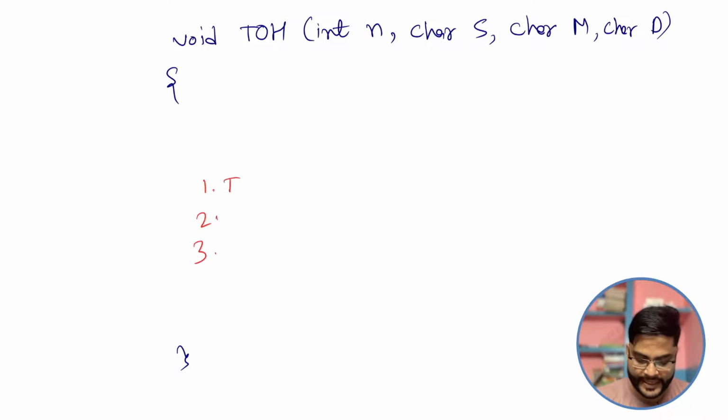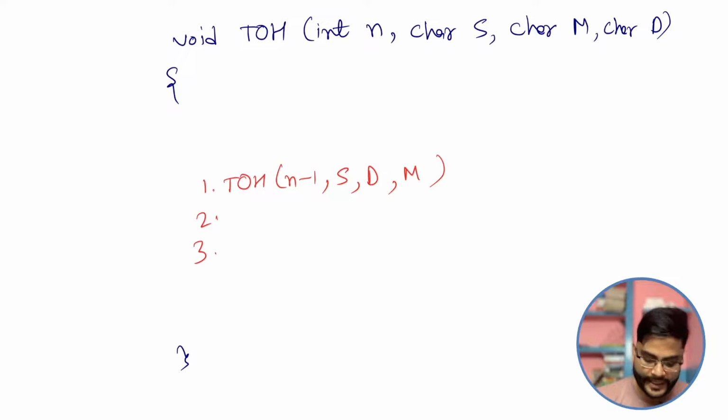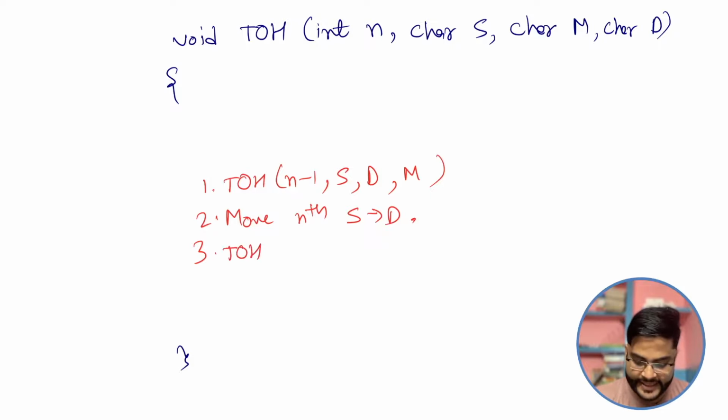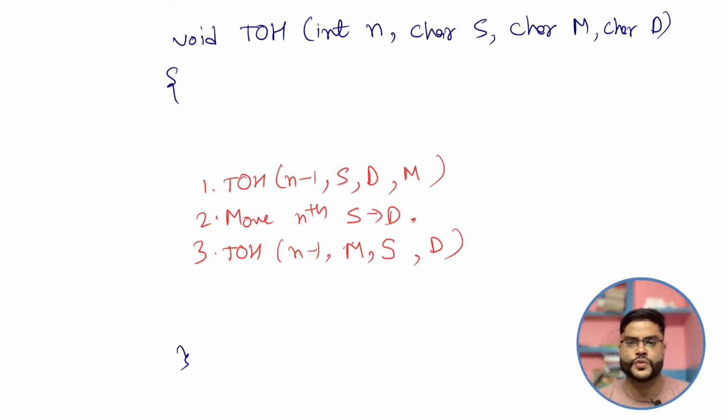In the first step, I will move my n minus 1 disks from source to middle, and D will act as our helper rod. In the second step, I will move my nth disk from source to destination. And in the third step, I will again call my recursive function for moving my n minus 1 disks from middle to destination, and source will act as the helper. So these 3 steps we need to follow.